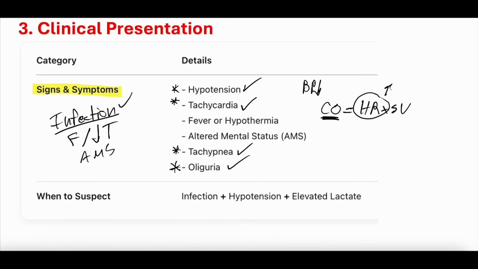And when to expect it, we will talk about this triad of infection, hypotension, and elevated lactate. That's when it's kind of smacking you in the head, right? If you've waited until you have an infection and hypotension and an elevated lactate to say, hey, look, we got it, we got septic shock, you're way behind the 8 ball. So really try to identify it.